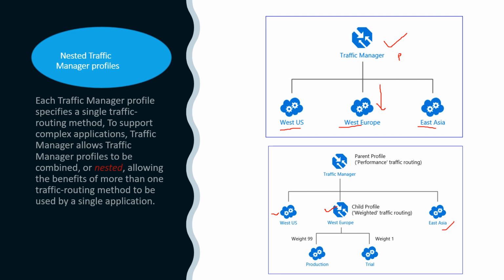And here I can host two endpoints. One is going to be the production, one is going to be the staging or trial. And now I want to play with another traffic routing rule, which is going to be the weight. So all the requests that were supposed to go to West Europe, now if I set a weight of 99 here, it means most requests go to production and some requests go to your staging server as well.